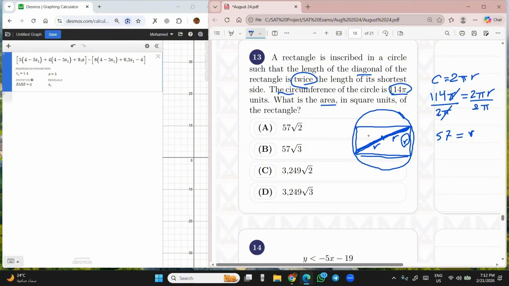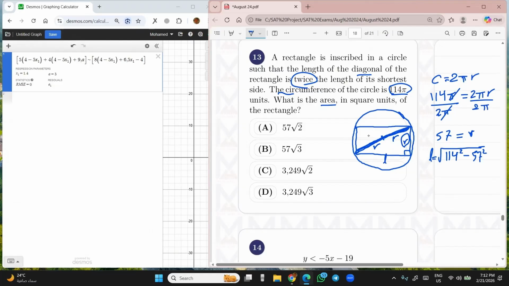But the length here can be obtained by using the Pythagorean theorem. So now we can get that length equals the square root of this number squared minus this squared. And this number is 114 because it's 2r, 57 here and 57 here. So we have 114 squared minus 57 squared. This is the length. And then once we get the value of the length, we multiply it by 57, which is the height. We get the answer of this question.